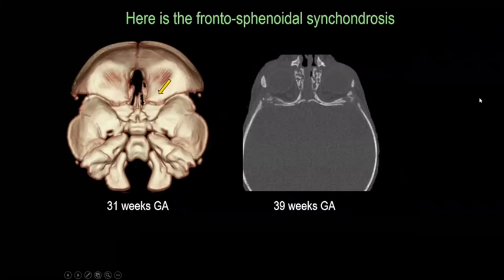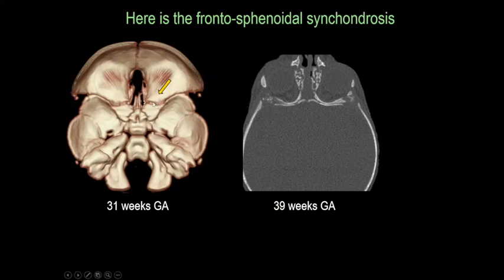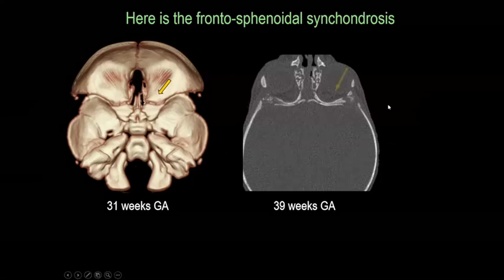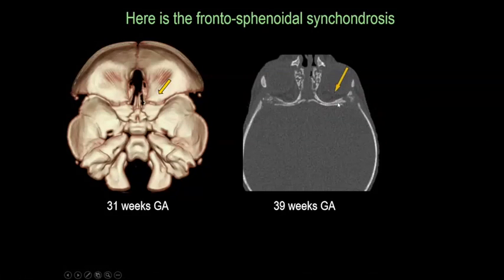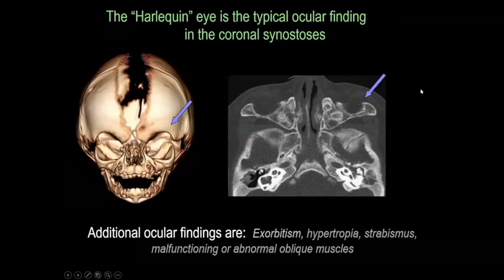Here is the frontosphenoidal synchondrosis, 31 weeks and 39 weeks. Here it is right here, and here it is here. You can see that this one is relatively small, and this one is on its way to fusion. The harlequin eye is the typical ocular finding in craniosynostosis.